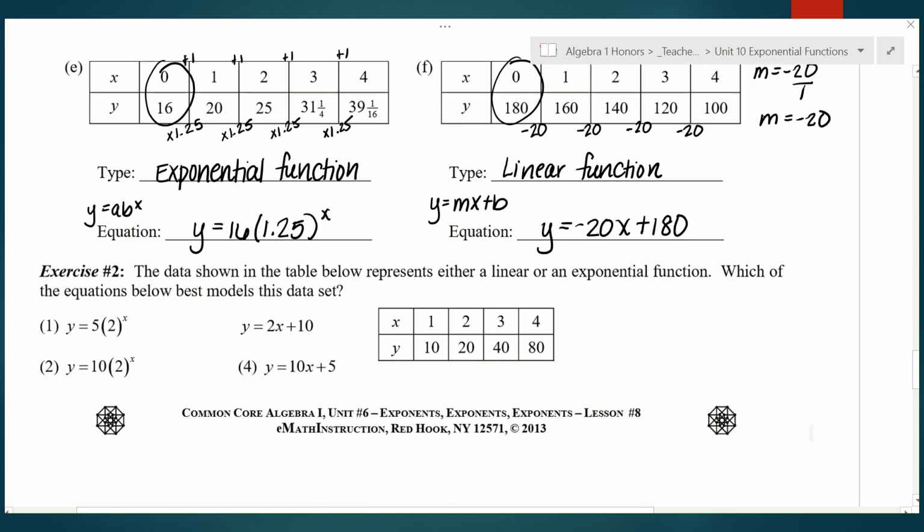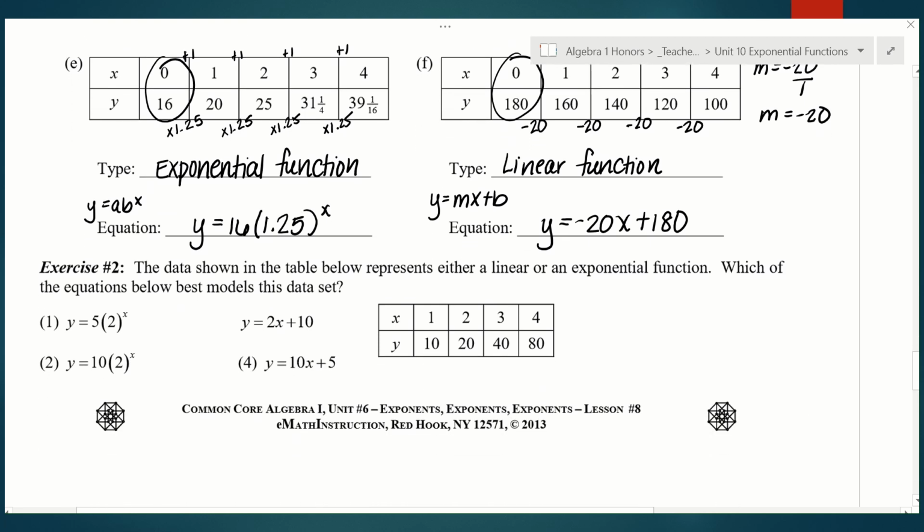All right, exercise 2. The data shown in the table below represents either a linear or exponential function. Which of the equations below best models this data? Okay, so basically the same thing we were doing, we just have to then choose the correct equation. So let's take a look at the table. We can see x is going up by 1 every time, and it looks like we are doing times 2 for our y values. So immediately we know that this is going to be an exponential function, and so choices 3 and 4 are out, because both of those are linear.